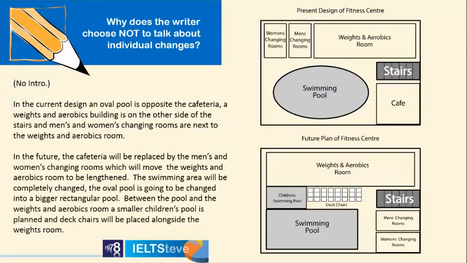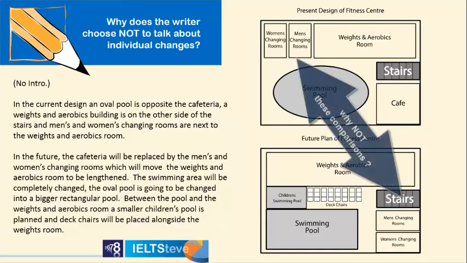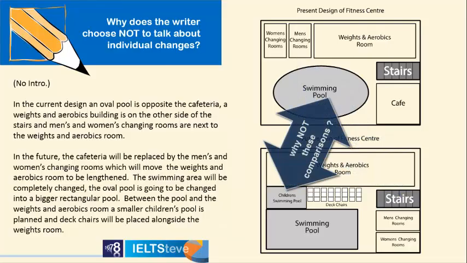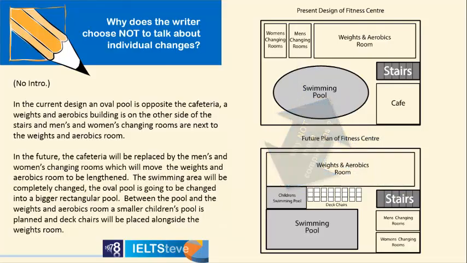Now, let's have a look at this diagram. Again, notice as all of these, there's been no introduction, so this is just the body. So let's think about the current design here. Why does the writer choose not to talk about individual changes? By that I mean, why does the writer not say, okay, the women's and men's changing rooms is in the top left, and then in the second one it's in the bottom right. The pool is round and then the pool is square. They don't write like that. Why not?